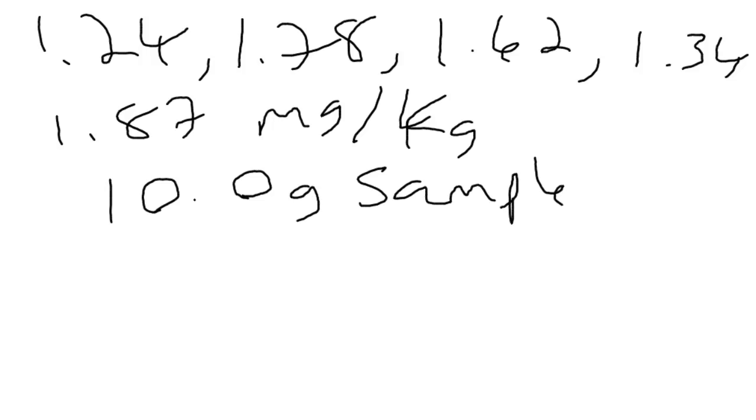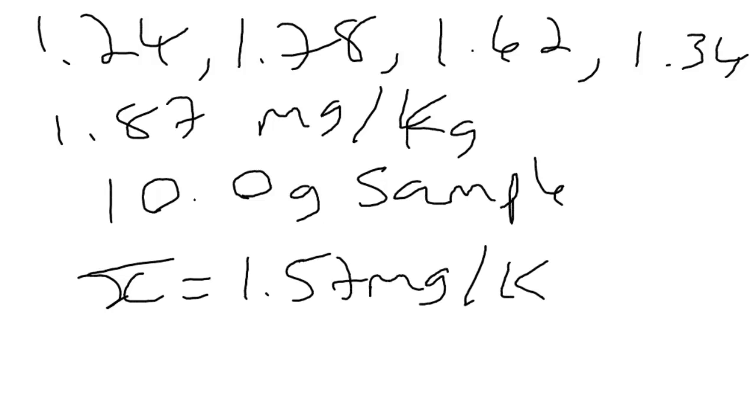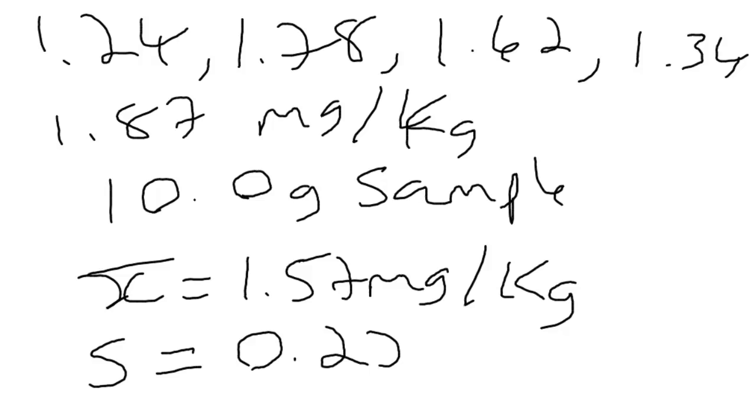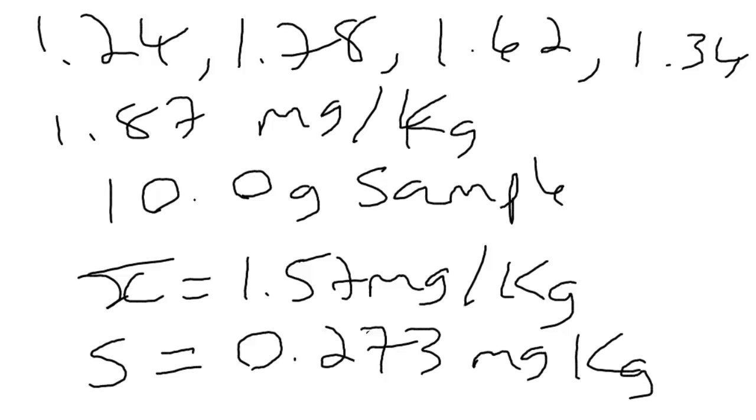So we can find the relative standard deviation of those samples if we know the mean, and the mean in this case is 1.57 milligrams per kilogram, and the standard deviation is 0.273 milligrams per kilogram. So now we can put them into an equation. Calculate R, the relative standard deviation. The relative standard deviation is just the standard deviation divided by the mean multiplied by 100.